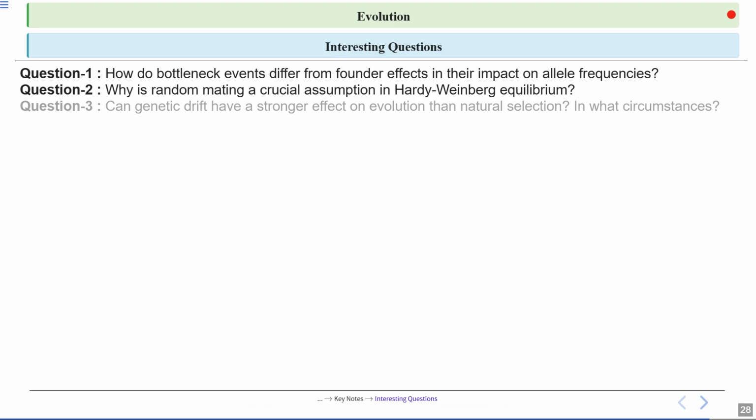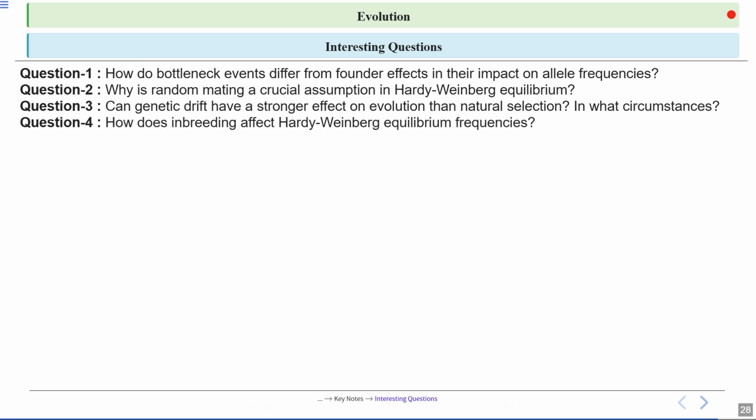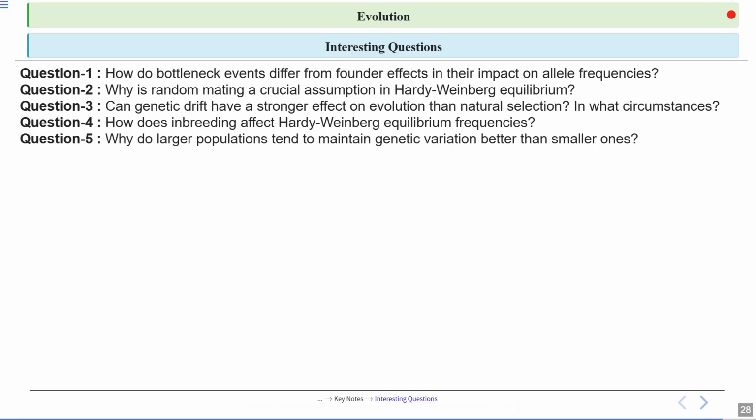You should think about these questions. Next one, can genetic drift have a stronger effect on evolution than natural selection? And in what circumstances? Next one, how does inbreeding affect Hardy-Weinberg equilibrium frequencies? Next one, why do larger populations tend to maintain genetic variation better than the smaller ones?